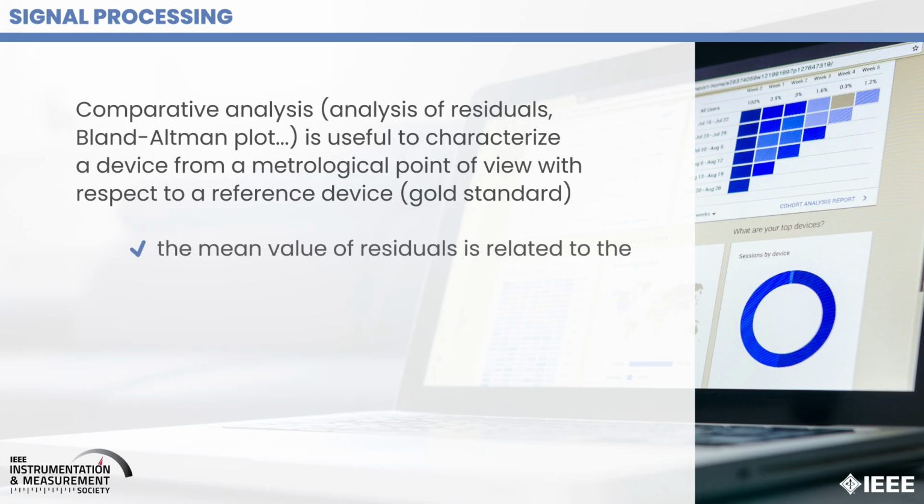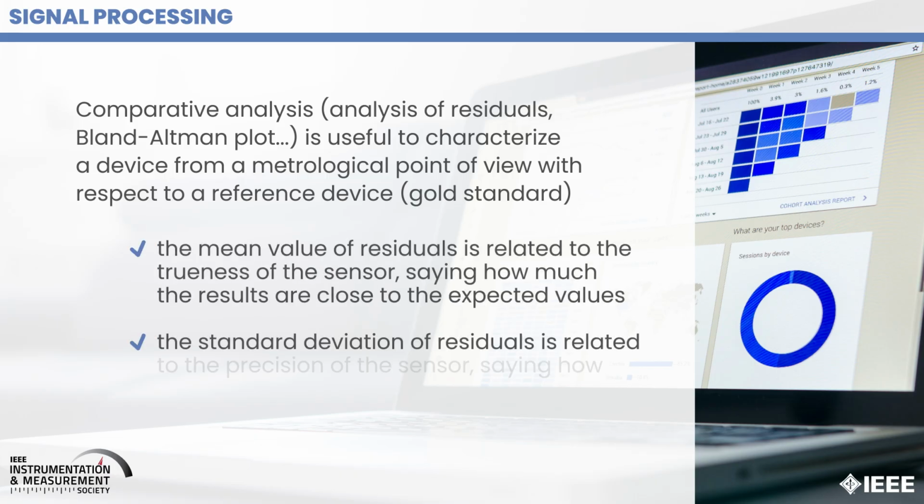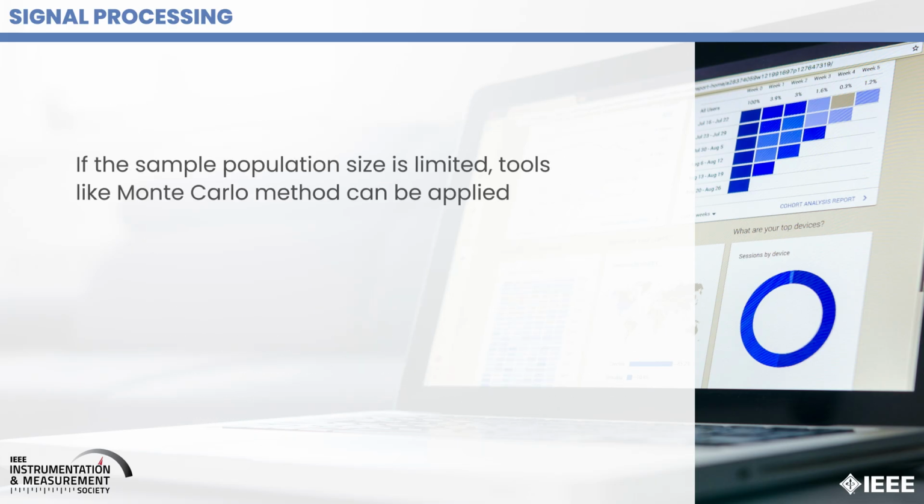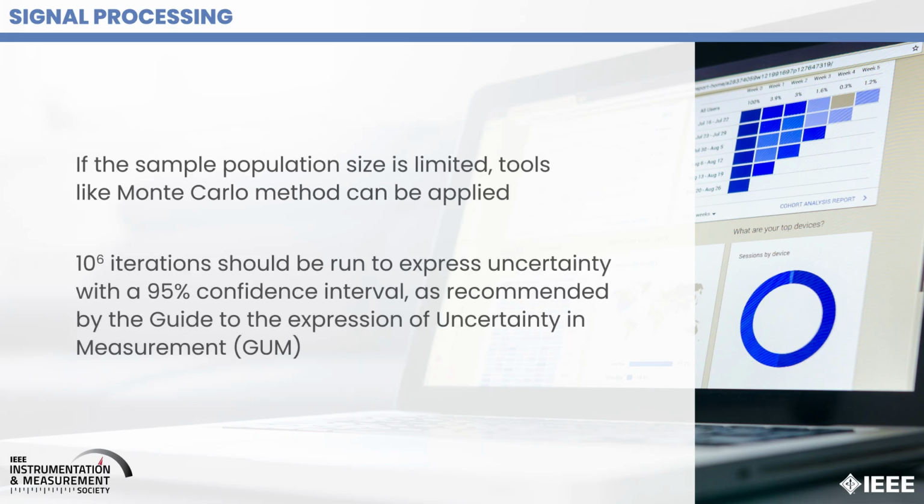Indeed, the mean value and the standard deviation of measurement differences are related to the measurement trueness and precision, respectively. Also, we can use a Monte Carlo method-based simulation to express the measurement uncertainty on the basis of a large sample, according to the Guide to the Expression of Uncertainty in Measurements. Now, let's see practical insights that we can use to optimize our results.